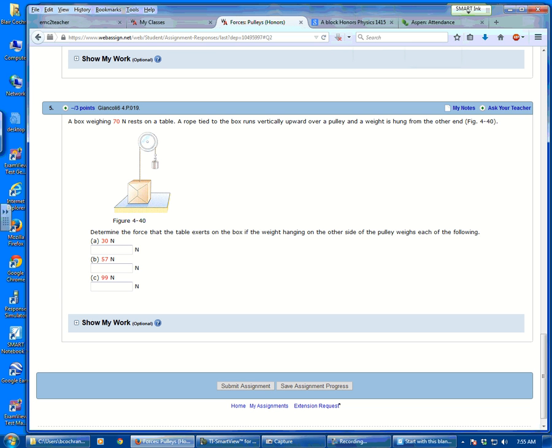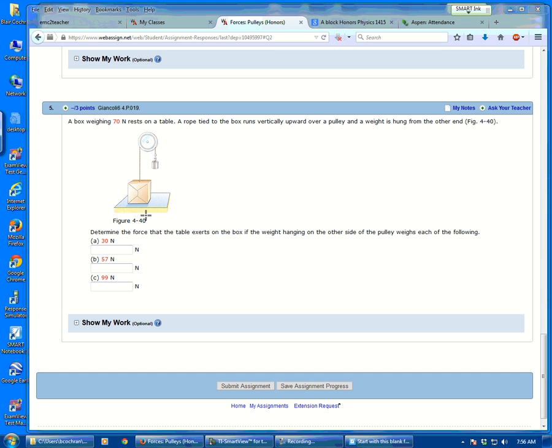Alright, so we're going to start with number 5 here. A box weighing this rests on a table, a rope tied to the box runs vertically over a pulley. Weight is on there, and the weight hangs, the box and the weight each at rest.